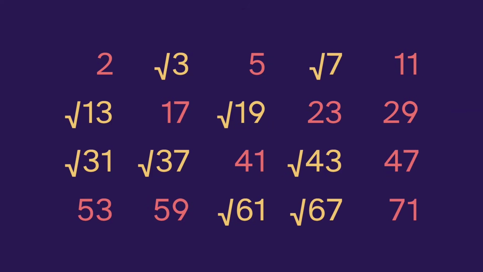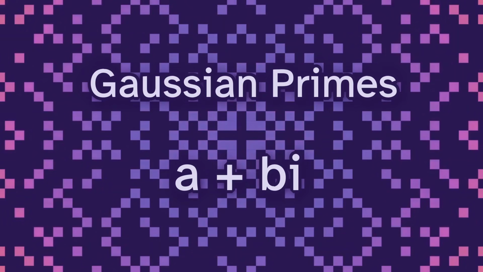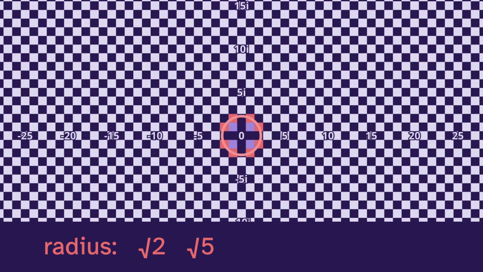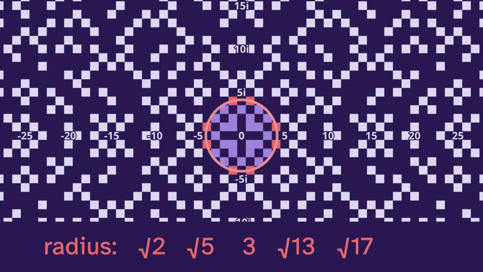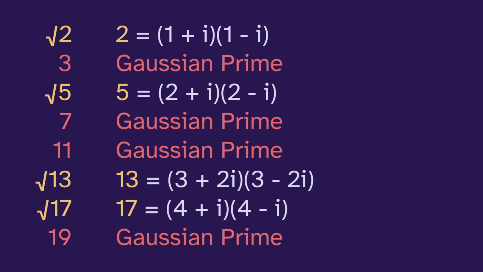Before we answer that, let's take a step back to my previous video where I talked about the Gaussian primes. These are primes of the form a plus bi, and they form a square grid. And we found the primes in a very similar way, using a sieve. And just like with the Eisenstein primes, the radii of all the circles were prime or the root of a prime. And it gave us the same result. Those with the root were a multiple of 2 Gaussian primes, and those without were themselves a Gaussian prime.